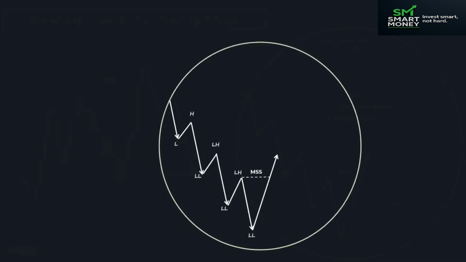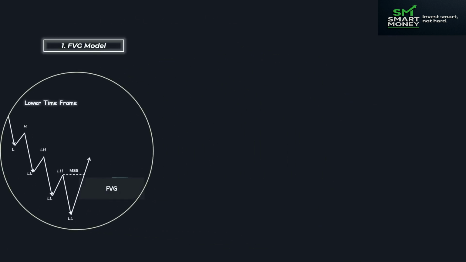So in the first entry method, once price taps into the higher time frame supply or demand zone and forms a market structure shift on the lower time frame, we then look for a bullish fair value gap that forms within that market structure shift leg. That's where we open a buy position on the lower time frame. For the take profit, you can target the nearest liquidity pool on the current time frame, or aim for higher time frame key levels if you're looking for a larger move.